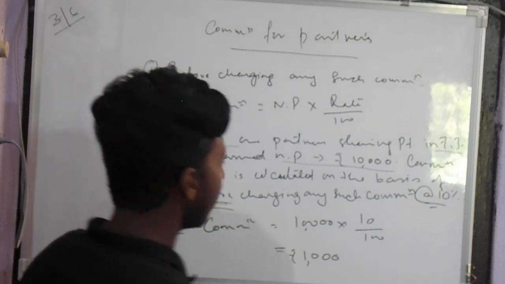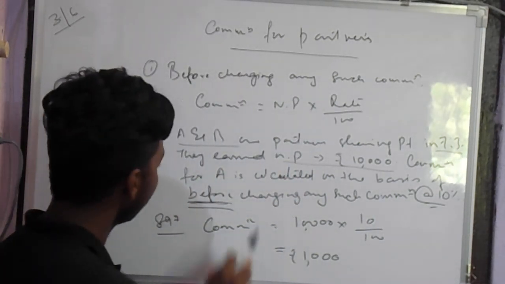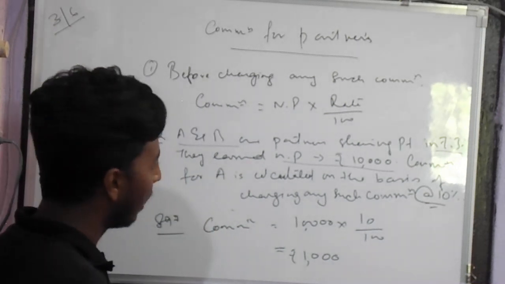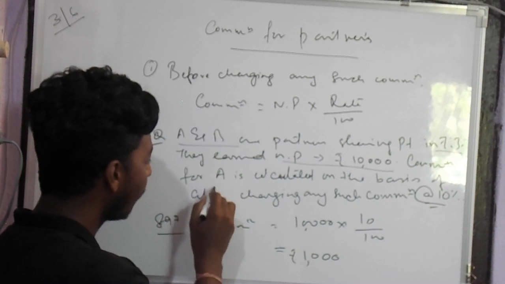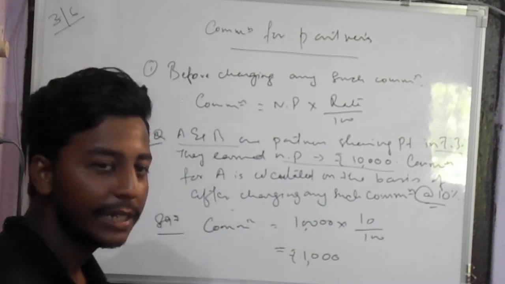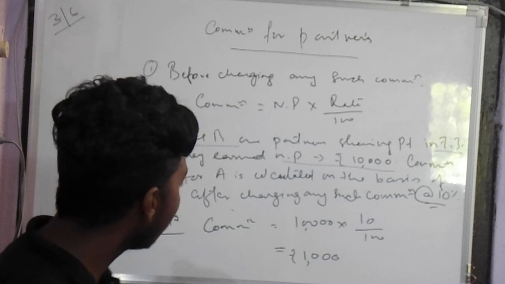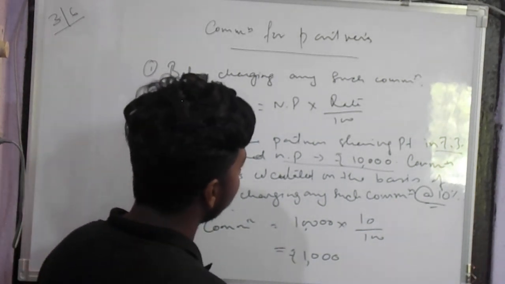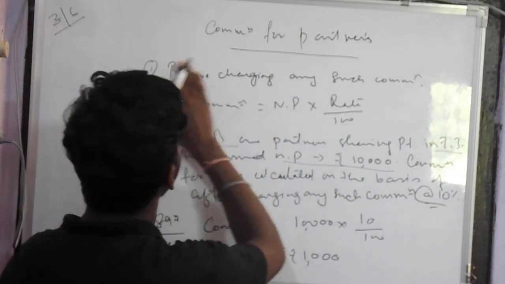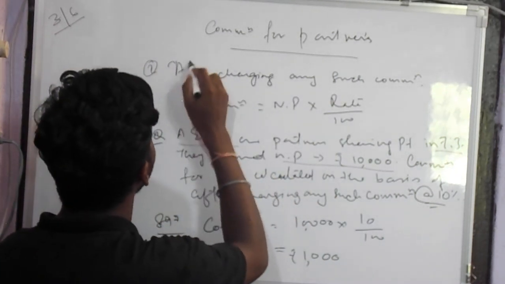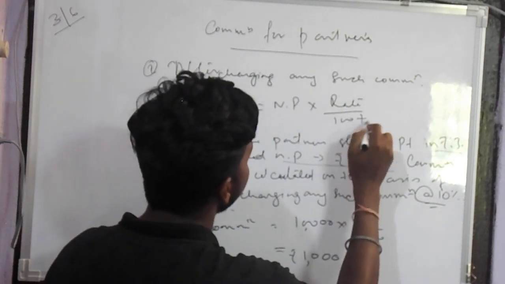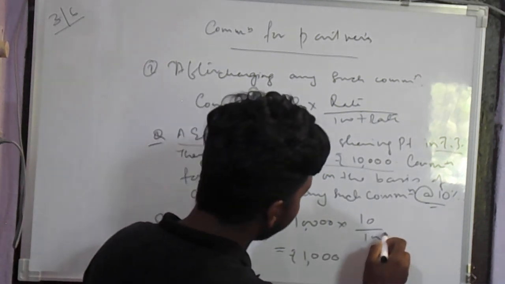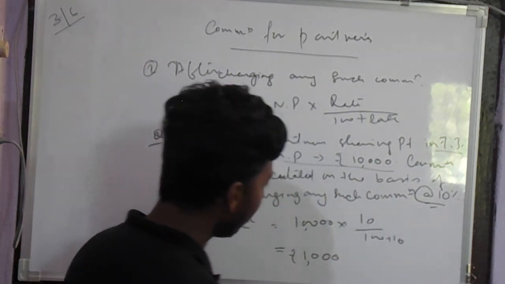Okay, now let's take the same question and let's see how it affects if it is after charging any such commission. Okay, in case of after charging any such commission, how the commission is affected. Okay, so according to the formula for after charging, it is rate by 100 plus rate. Okay, so it will be 10 by 100 plus 10.